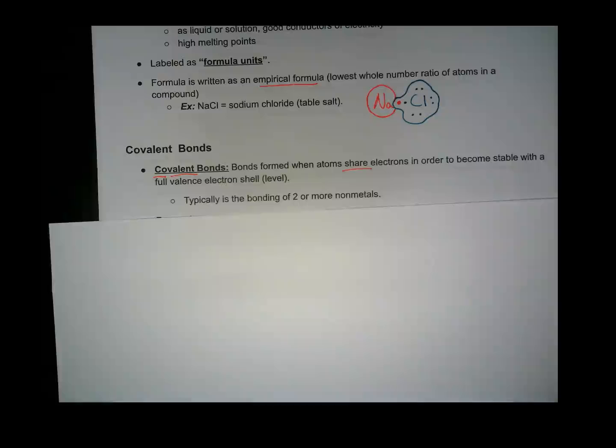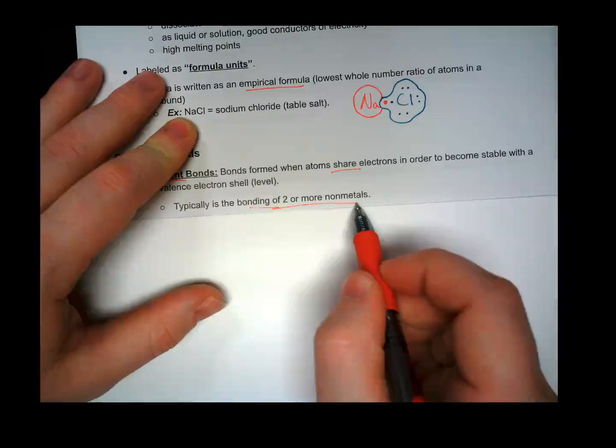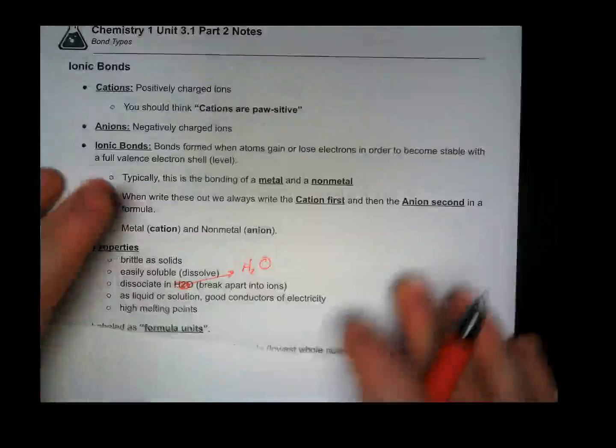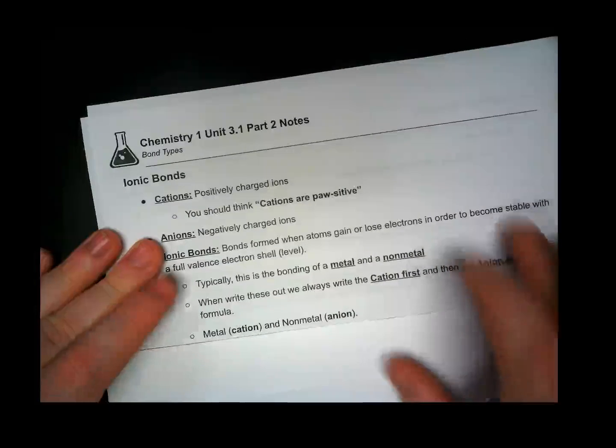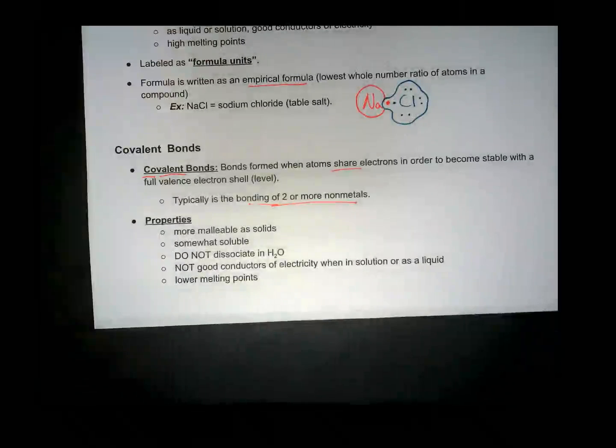Now, typically, this is bonding two or more nonmetals together. Okay, so understand these differences. So covalent is two or more nonmetals. Ionic is bonding metals and nonmetals. Okay, notice the difference. Memorize the difference.